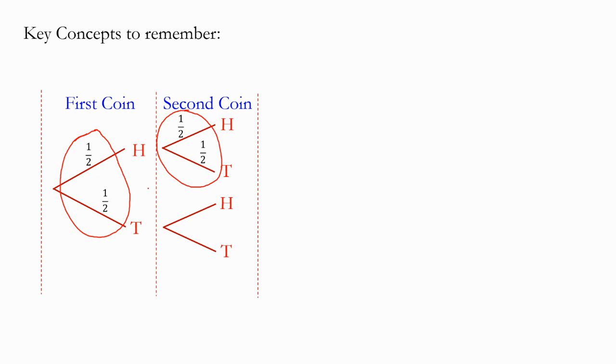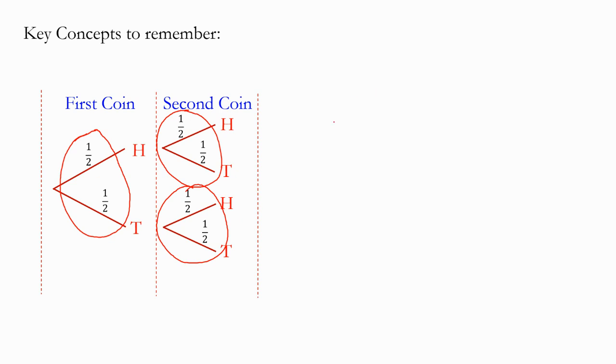If on the first coin we got tails, the second coin can get heads or tails. Again, we have half each, and the probabilities add up to 1. This is very, very important.